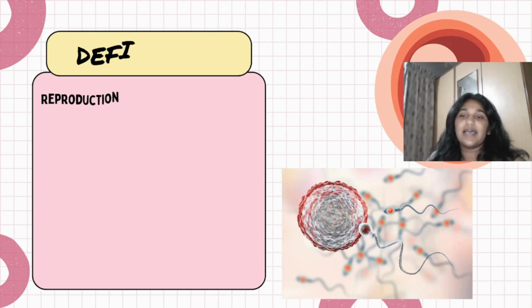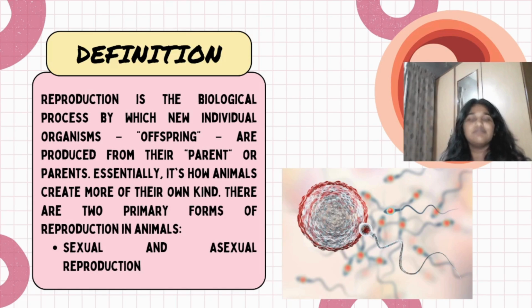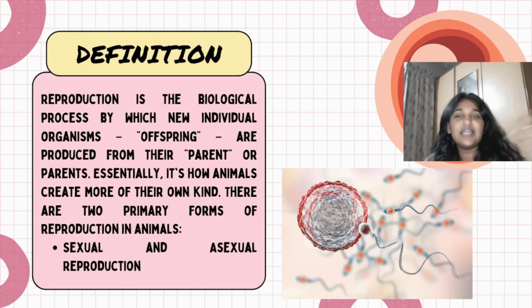Okay? And what is the definition of reproduction? Reproduction, in simple terms, is just a process by which new individuals or new offspring are born from their parent or parents. Essentially, it's more like how animals want to create more of their kind, or how us humans want to create more of our kind, right? So there are two primary forms of reproduction, that is sexual reproduction and asexual reproduction.